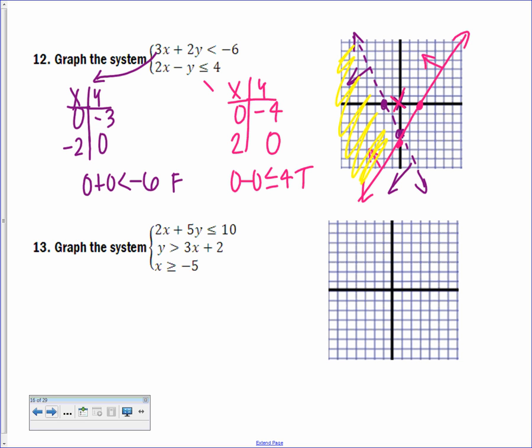Okay, excellent. So 13 just has 3 lines. Yippee! Are you laughing? You should be. Math is fun. Okay, so I'll do an XY chart again.